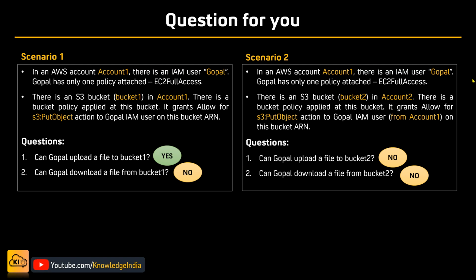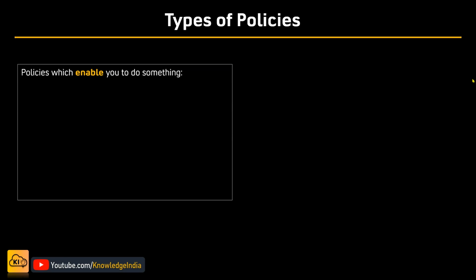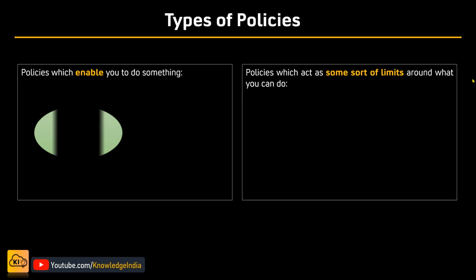But if it is not, I would like to make it simple for you by explaining how different types of policies come together and work. So if you look at AWS, I would like you to categorize it in your mind that there are policies which enable you to do something, and then there are certain policies which act as some sort of limits around what you can do, right? So at a broad level, you can categorize them in these two groups.